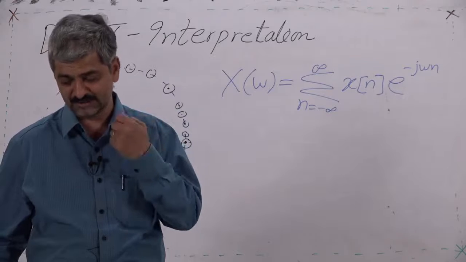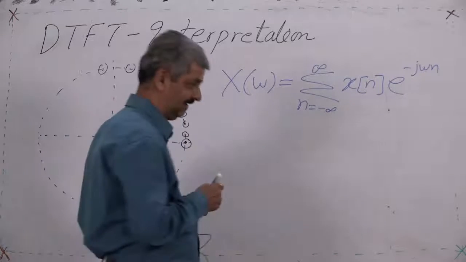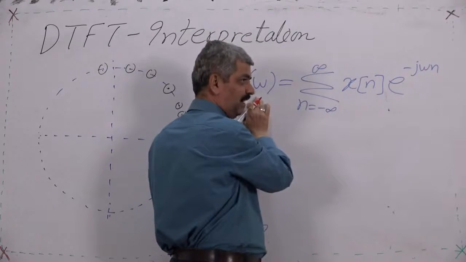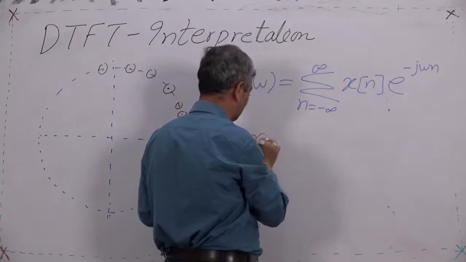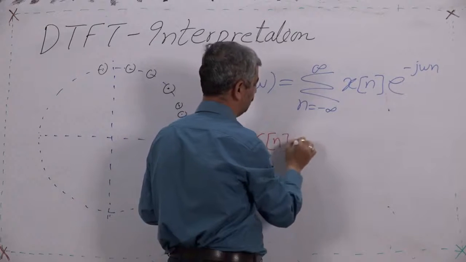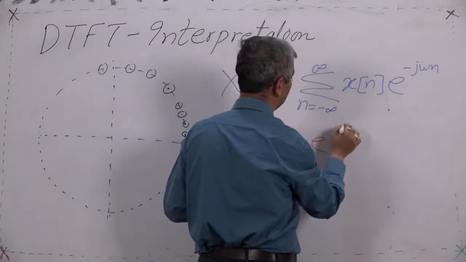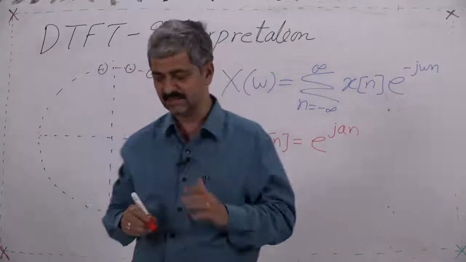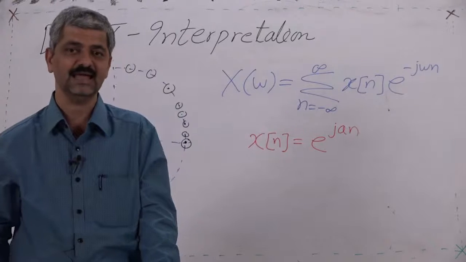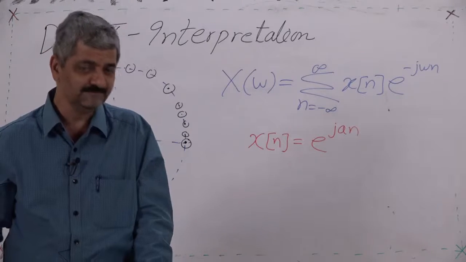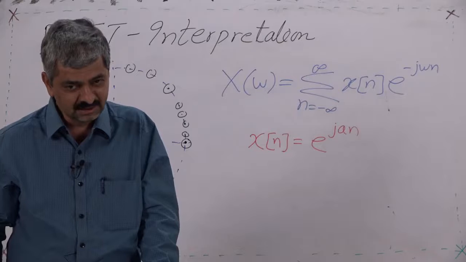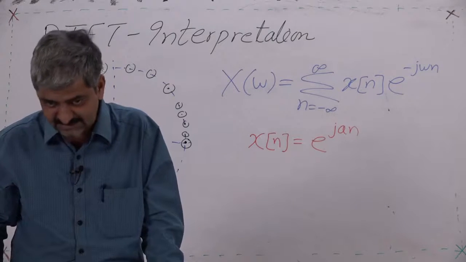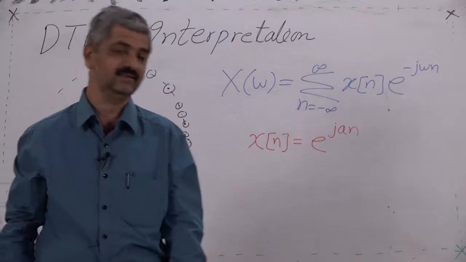So, what is the speed of rotation? Let us take the value a, because omega is to be varied from minus pi to pi. I can have xn equal to e raised to j a n. Listen very carefully now: xn is equal to e raised to j a n. So what does it mean? It is cosine a n plus j sine a n, where a is a given constant and n is an index.